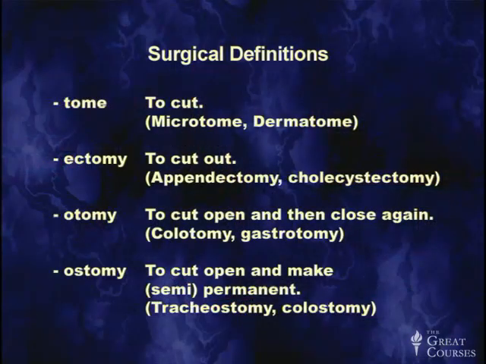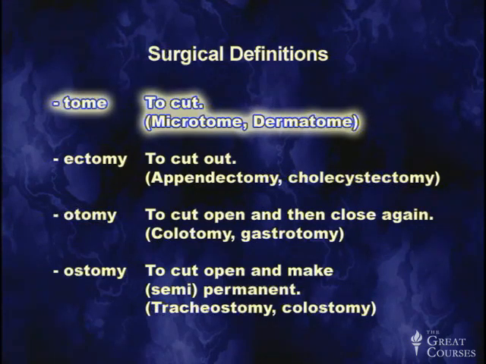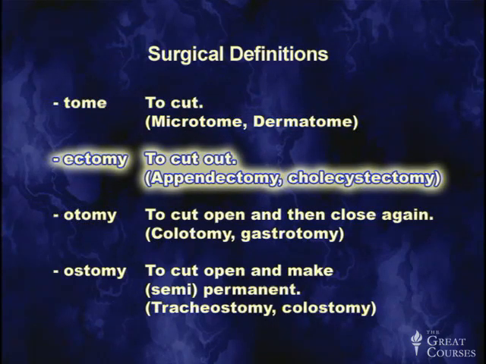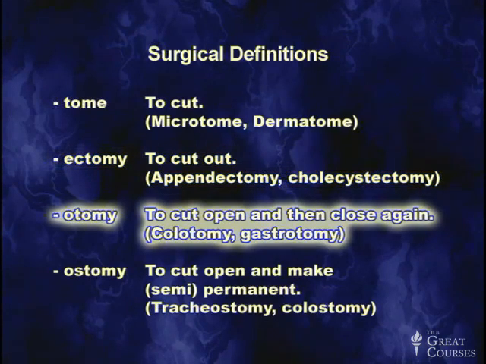If we look at some definitions very quickly, these are words that are going to come up again and again. Tome means to cut. There are microtomes and dermatomes that cut skin. Ectomy means to cut it out. Appendectomy, you take out the appendix. Cholecystectomy, you take out the gallbladder, as you saw in the movie. Otomy means to cut it open, and it implies that you're going to close it up again. So we can do a colotomy, open the colon, take out a polyp, and close it up again right away. We can do a gastrotomy, same thing. Open it up, take out what we want, and close it.